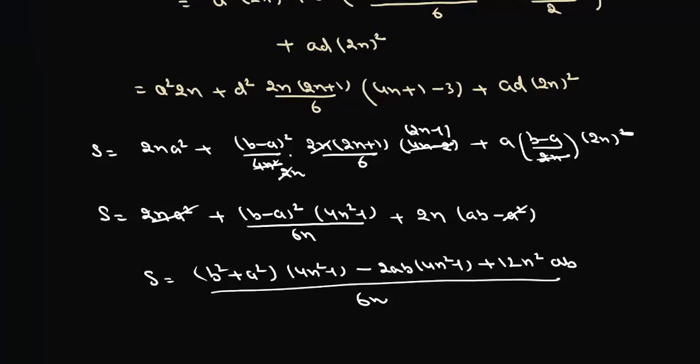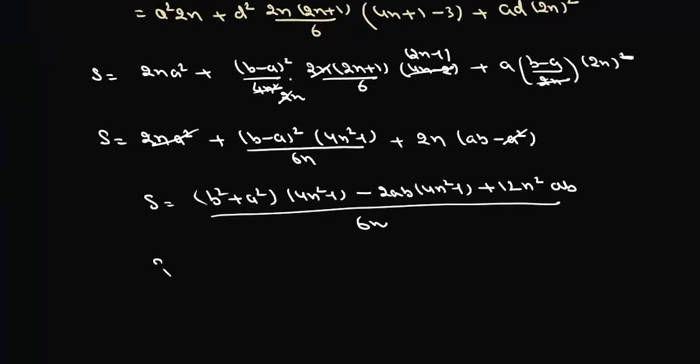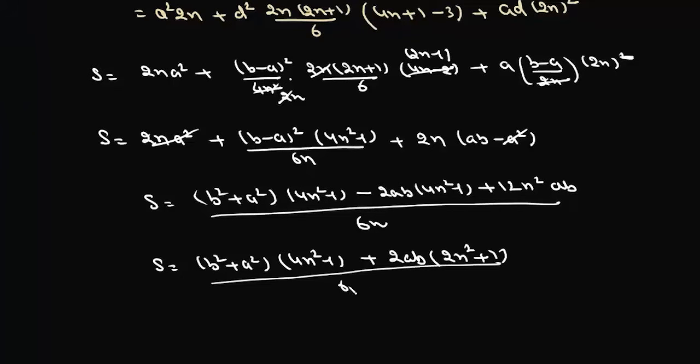So we can write this sum as (b square plus a square) into (4n square minus 1), and we'll take 2ab common. So it will be this 6n square minus 4n square, which is 2n square, plus 1, whole divided by 6n, which is what we need to prove in this question.